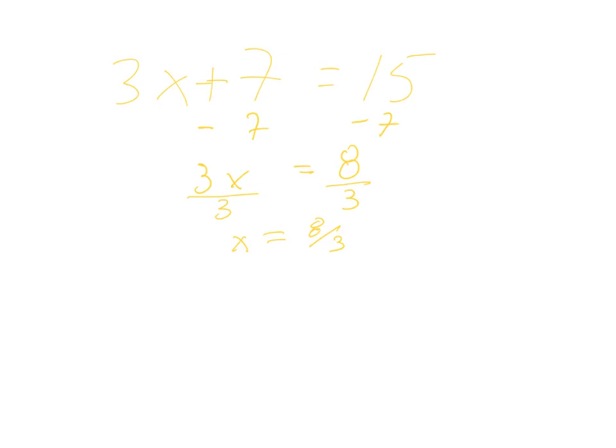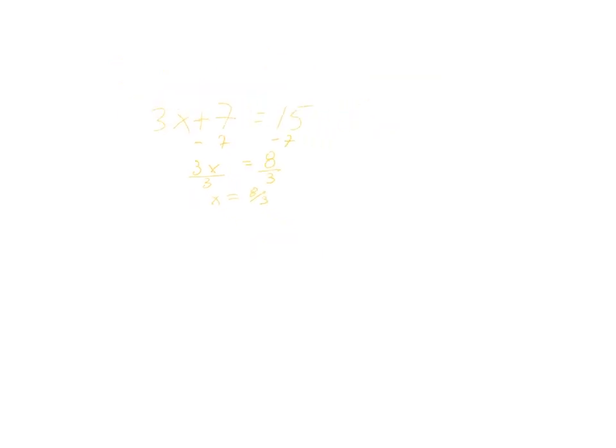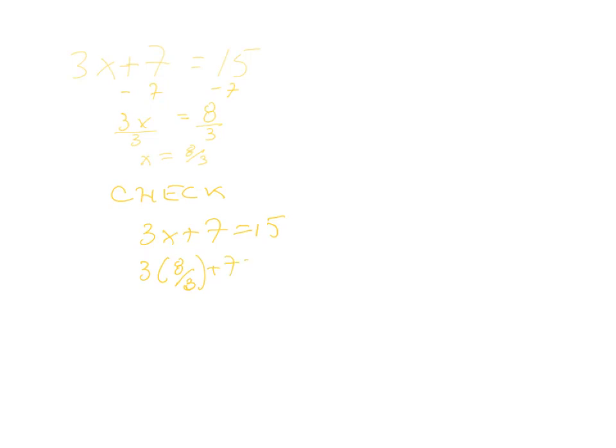Now what we've got to do is check that. How do we check that? We check that by plugging it back into the original equation. So here's my check. It's 3x plus 7 equals 15. 3 times 8 over 3 plus 7 equals 15. That is 24 over 3 plus 7 equals 15. That is 8 plus 7 equals 15. That is 15 equals 15.